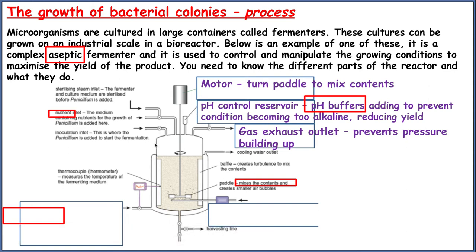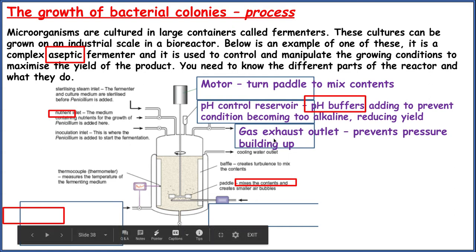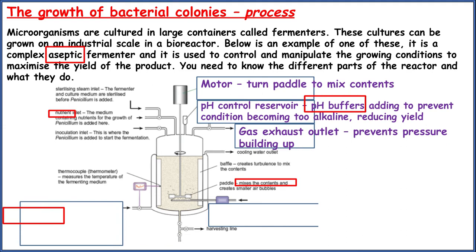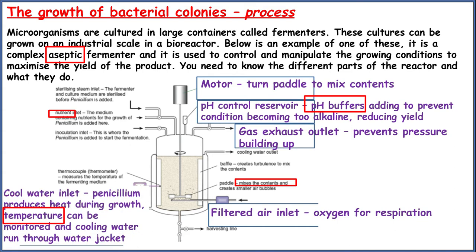We have a pH controller, and this uses a pH buffer. Really important we maintain the pH so that enzyme activity can be maintained at its optimum. We have gas coming out to prevent the buildup of any pressure, because obviously microorganisms release carbon dioxide in aerobic respiration. Other things to be aware of here, we've got oxygen going in, obviously for aerobic respiration to take place.